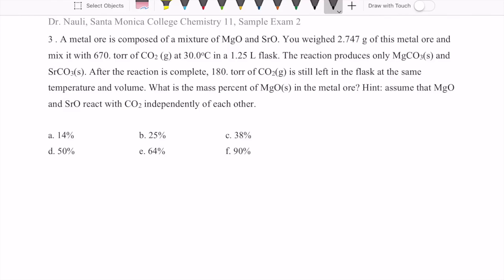Okay, let's take a look at number 3 in sample exam 2, Chem 11. This is yet another question about gases, specifically gas stoichiometry. And this is actually a fairly complex question. What the question tells you is you have a metal ore.